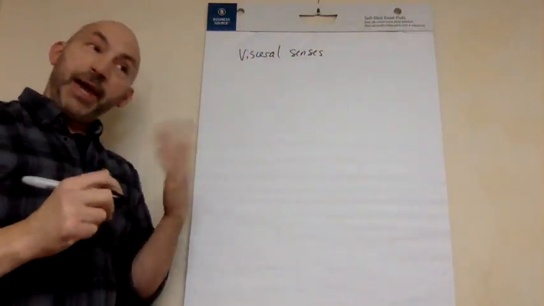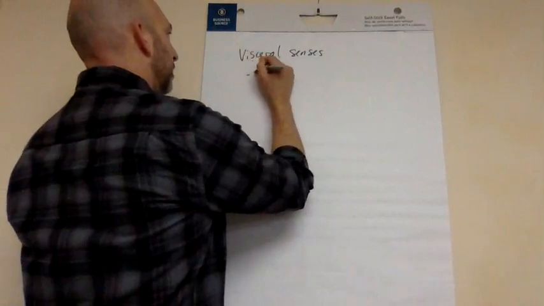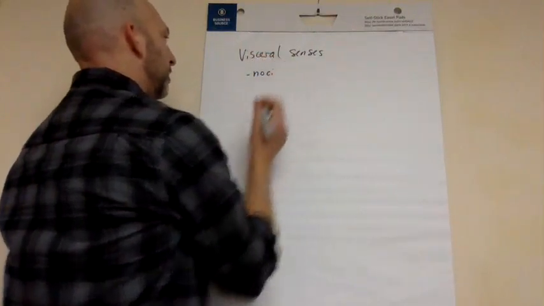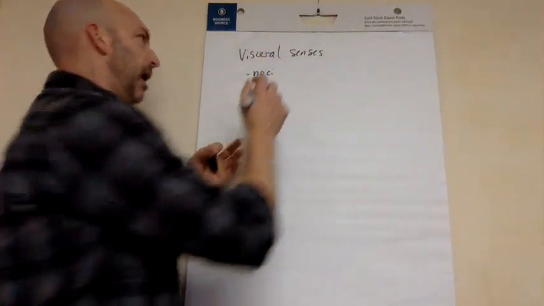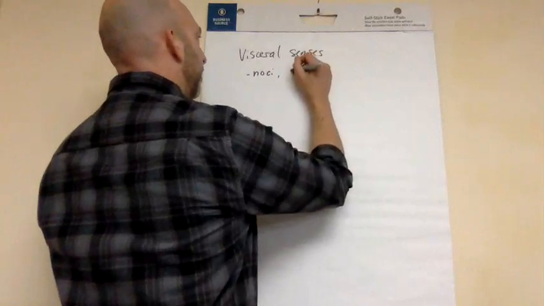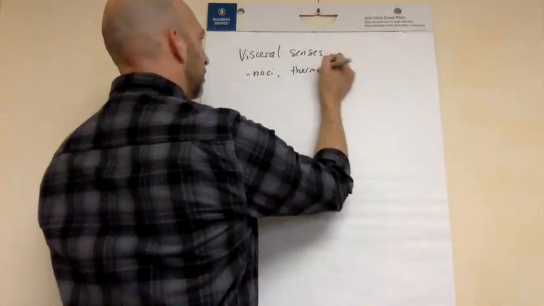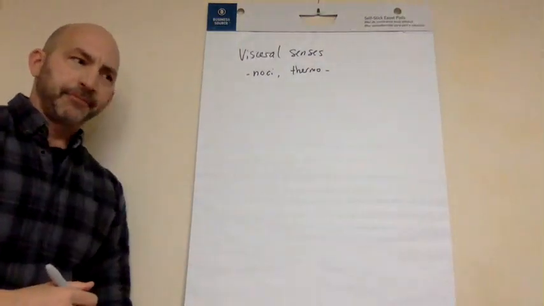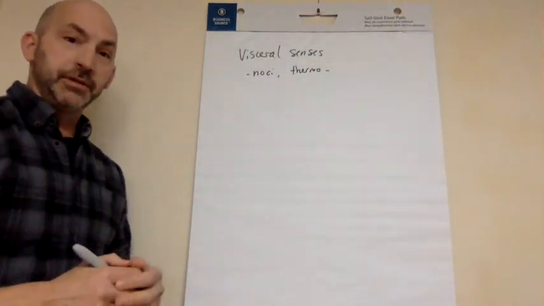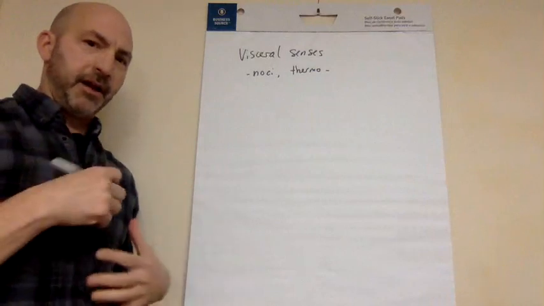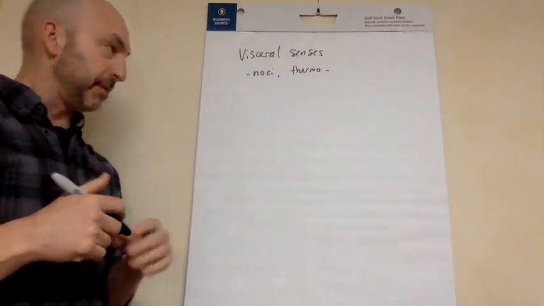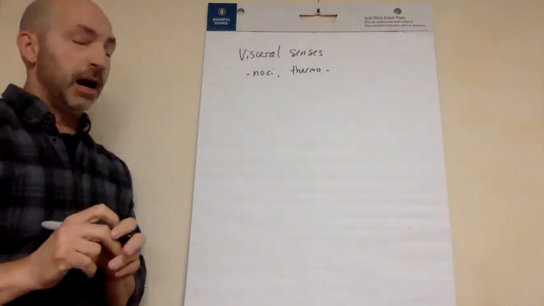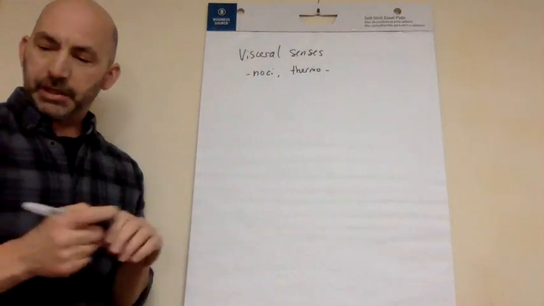And the visceral senses, now pain is one of them, right? That's a possibility. There are thermoreceptors that are part of the visceral senses. We have thermoreceptors not associated with skin. They're found in your core. You actually have some in your brain as well. We have, what am I missing?